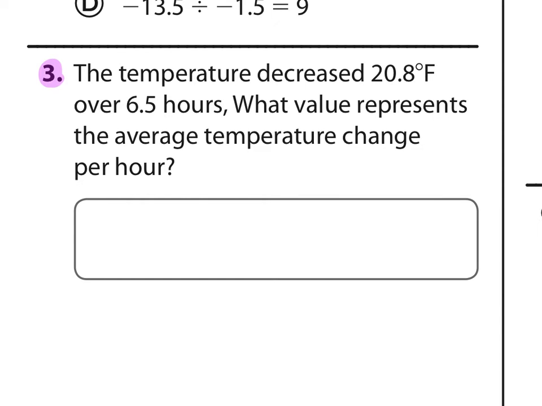Number 3, the temperature decreased 20.8 degrees over 6.5 hours. What value represents the average temperature change per hour? Well, we're looking at the change per hour. So let's find out what the change was total. It decreased 20.8 degrees total. And the number of hours is 6.5 hours. So let's just divide to see the change per 1 hour. And we get negative 3.2 degrees per hour Fahrenheit.